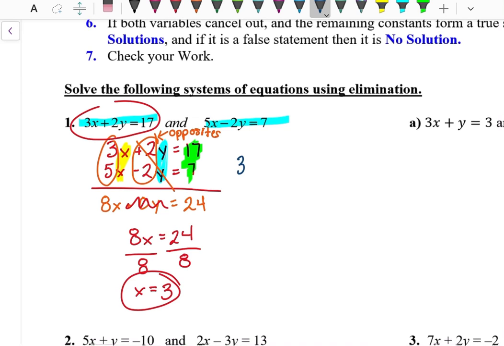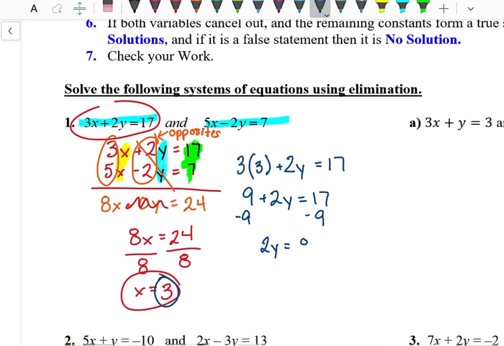So we've got 3 times our x, which we know is 3, so 3 times 3 plus 2y equals 17. I don't know y yet, so that's still just y. 3 times 3 is 9, plus 2y equals 17. I'm going to subtract this 9 over to get the 2y alone. So I've got 2y is equal to 8. And then divide by 2, and I get y is equal to 4.